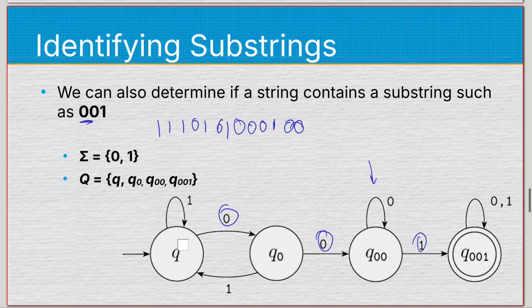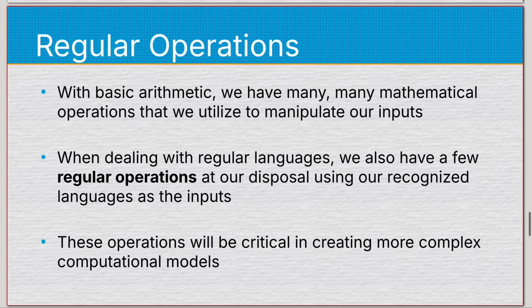Let's do it again. 1, 1, 1, 0, 1, 0, 1, 0, 0, 1. And the moment we get to the accepting state, we found the substring, we don't care anymore. We determined that this sequence does exist inside the input string, and then we can just loop on any input of the alphabet because it doesn't change the fact that we found what we were looking for.